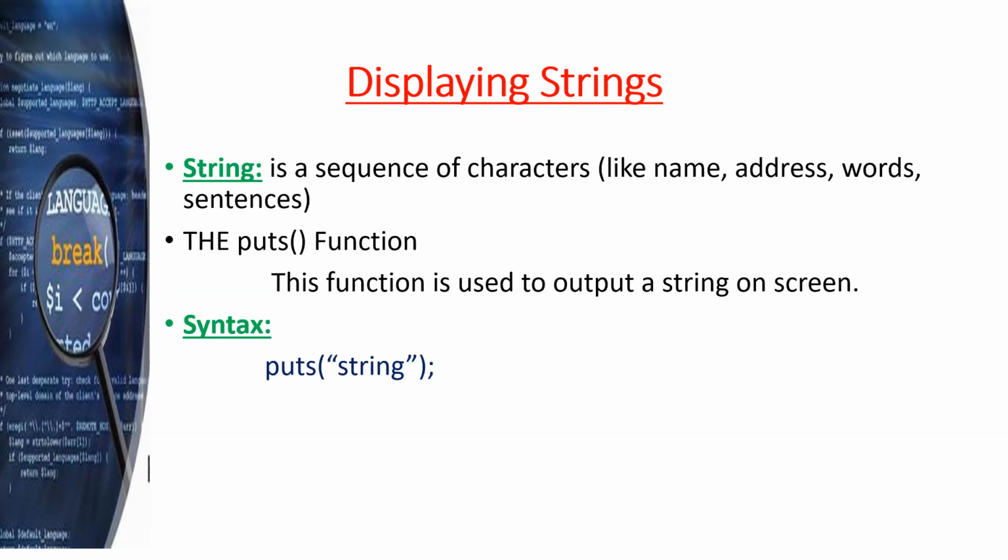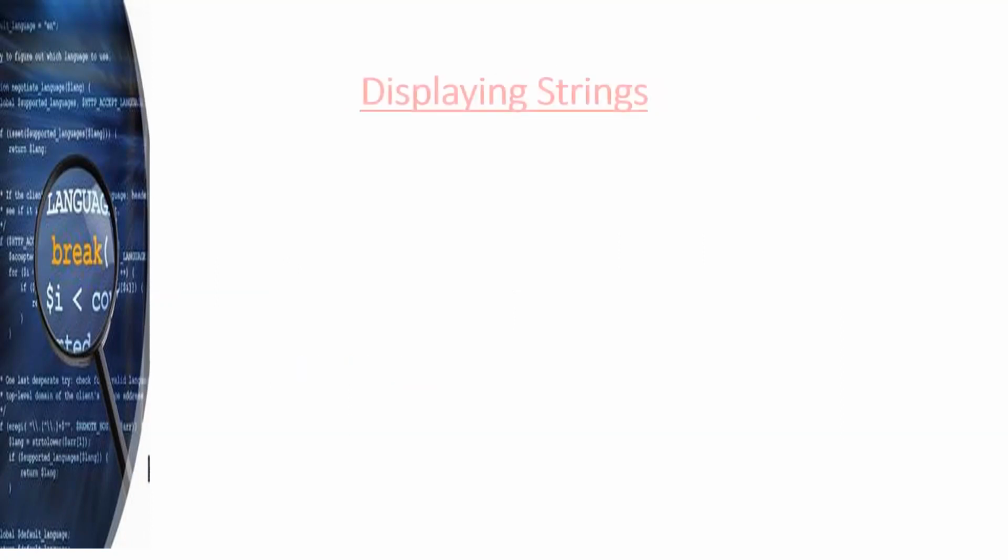Syntax is puts with small brackets, and with inverted commas you write the string. Example: puts("It's a computer class"). Clear? Whatever you have written inside the inverted commas will appear on the screen as it is.